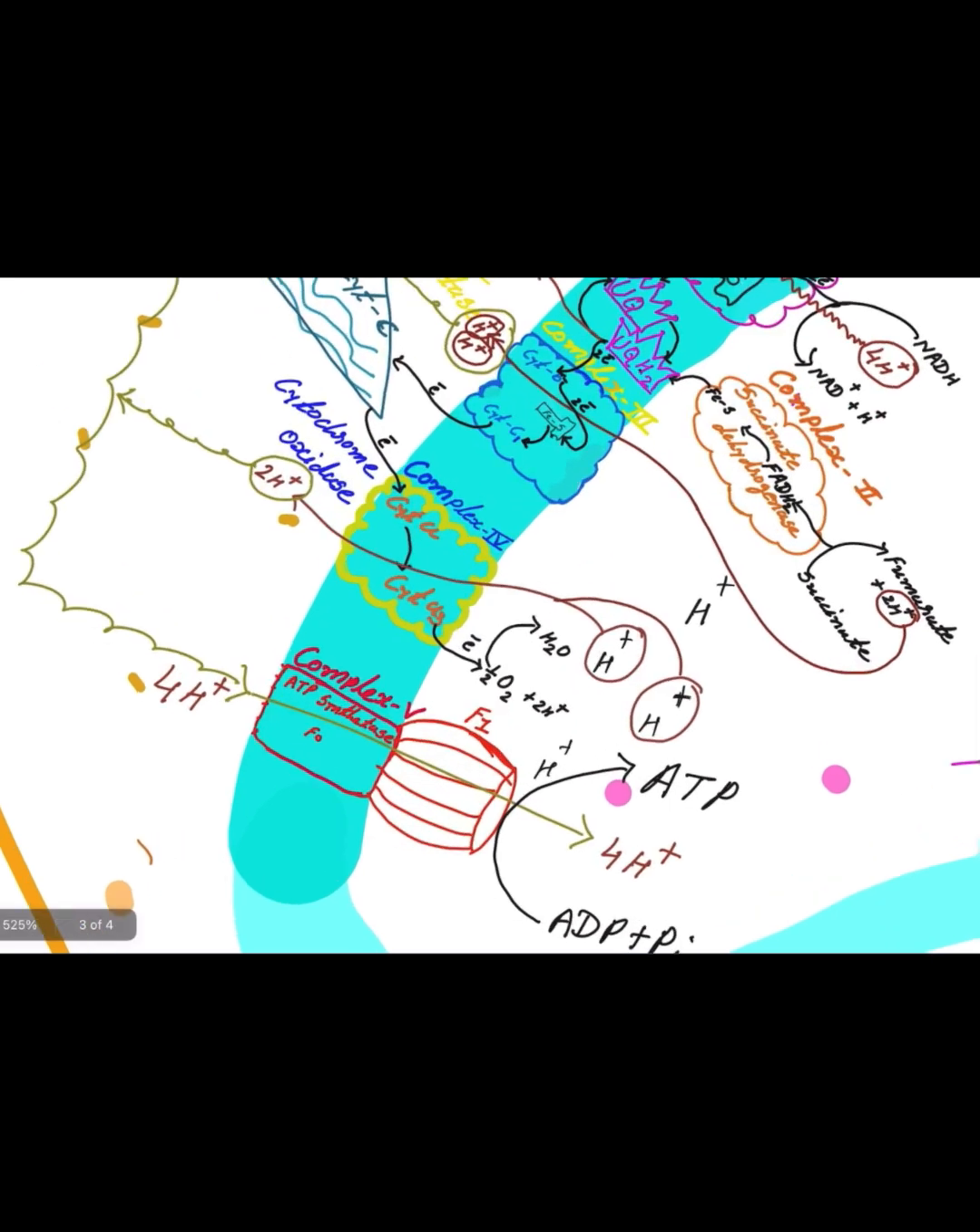Now there is a role of complex 5. The name of complex 5 is ATP synthetase. We know that ATP synthetase is made up of 2 components, F0 and F1 particle. Here F0 is embedded in the inner membrane, whereas F1 is protruding towards the matrix. Here you can see, this is the matrix, so F1 is towards this side.